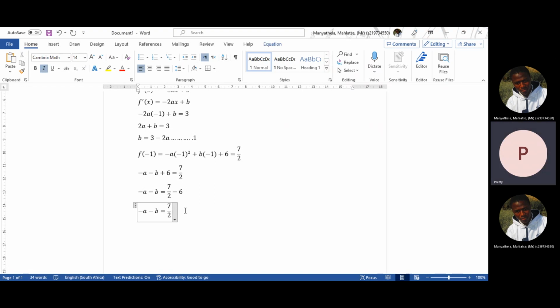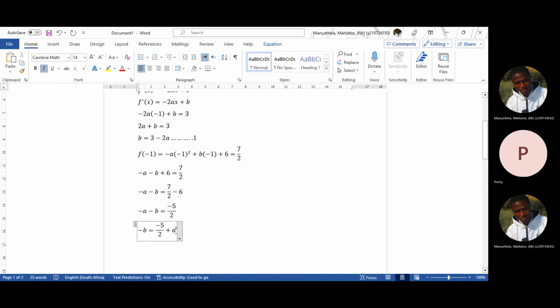So we have -5/2. Then on the left we have minus a minus b, but we want b to be the subject. In the next step, we move negative a across. If it crosses the equal sign, it becomes positive. So we have minus b equals 5/2 plus a.